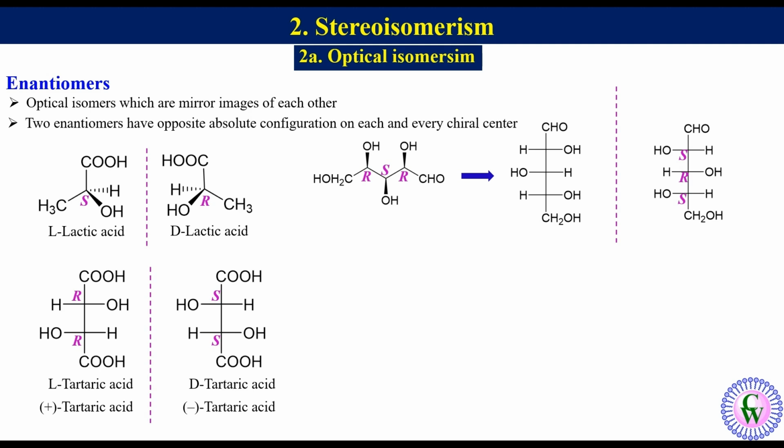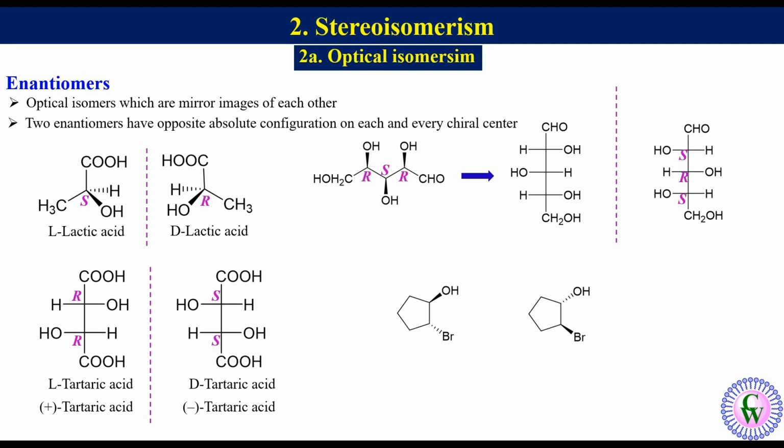Let's have two cyclic structures. They are drawn in the same fashion. It is clearly visible that they have opposite configurations on each chiral center, so they are enantiomers.